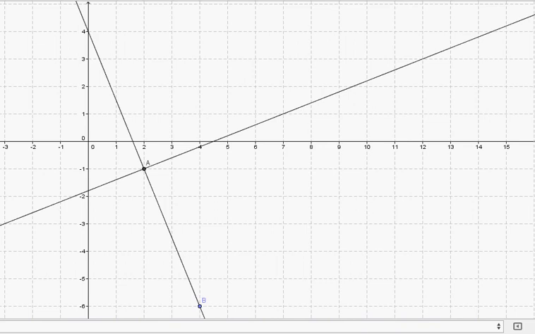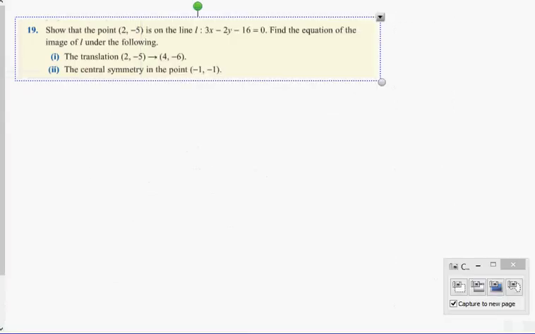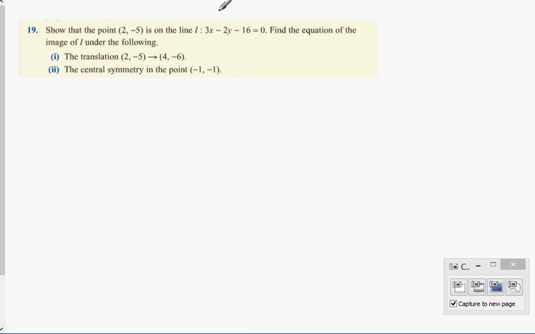Cool. All right, guys. So what we're doing here is showing that the point (2, -5) is on the line 3x - 2y - 16. Plug in x equals 2, y equals -5. It does work out. It says show that. It doesn't say investigate if. Show that means it's definitely going to be on the line. Okay, so (2, -5) is on the line.